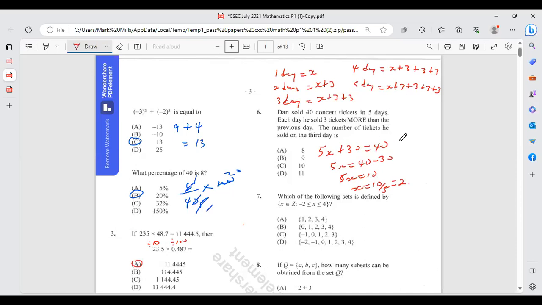Let's go back to the third day. What do you have in the third day? X plus 3 plus 3. So the third day is X plus 3 plus 3. What's my X value? 2. It'll be 2 plus 3 plus 3, which gives me 8. Beautiful. So that'd be A.